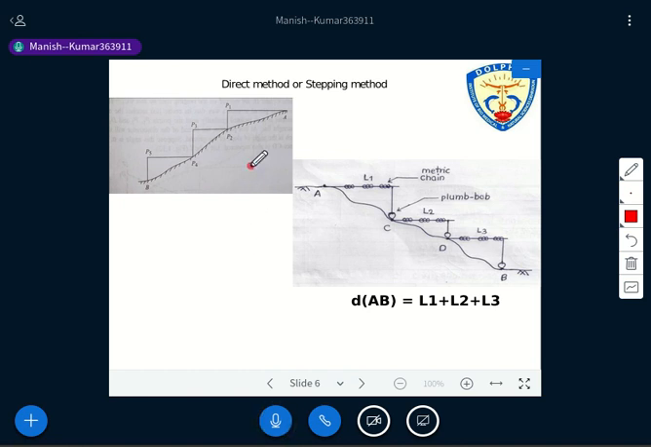And how is this stepping or direct method applied? Here we have to split the sloping ground into a number of horizontal and vertical strips, like steps, right? It is horizontal, it is vertical, it is horizontal, it is vertical. So it seems like a step, and that's why this direct method is also called the stepping method, right? Have you understood the basics? Then I would like to discuss how to do this method. I hope the basic things are in your mind.